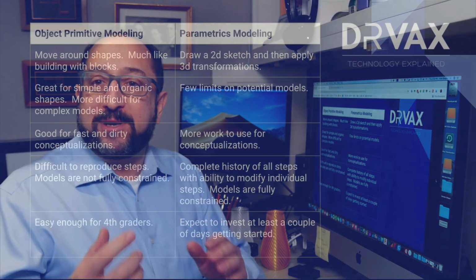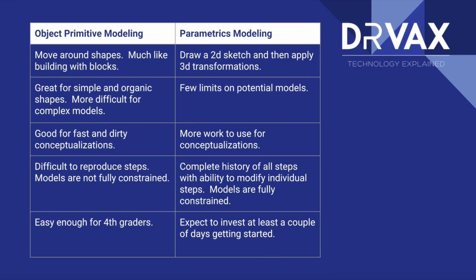In object-based modeling, most of the simpler programs do not keep a history of what you've done. So if you want to go back and rebuild something, you more or less have to just remember it. Object-based modeling programs are very good for fast prototypes, for conceptualizations, for getting a sense of things. Parametric modeling takes a bit more time.